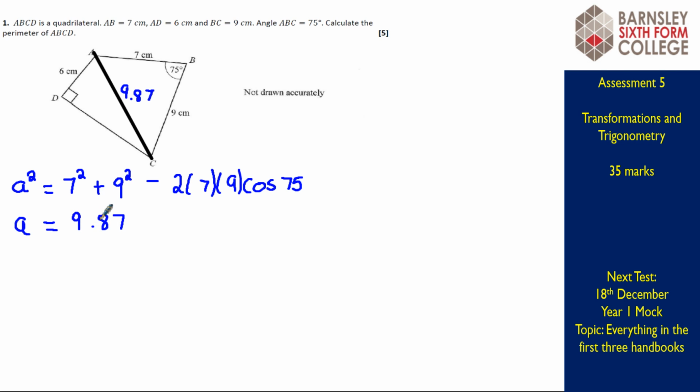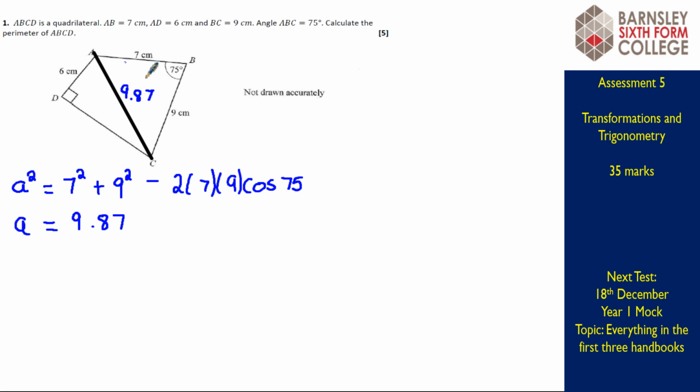So 9.87. Make sure you're rounding to at least 3 significant figures. I see a lot of people only go to 2, or even 1 in some cases. The problem with that is you could do more calculations with this 9.87, and the more calculations you do, the bigger your rounding error will get. At the end, your answer needs to round to what I've got on the mark scheme here. So we found AC, so now we can use Pythagoras to find DC.